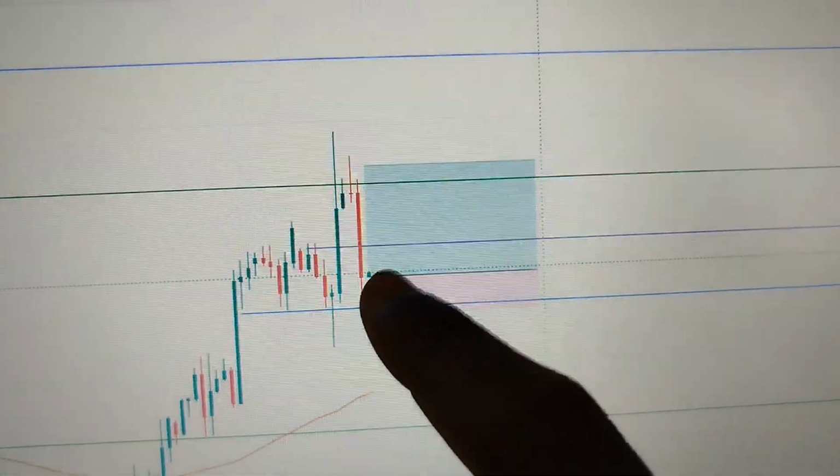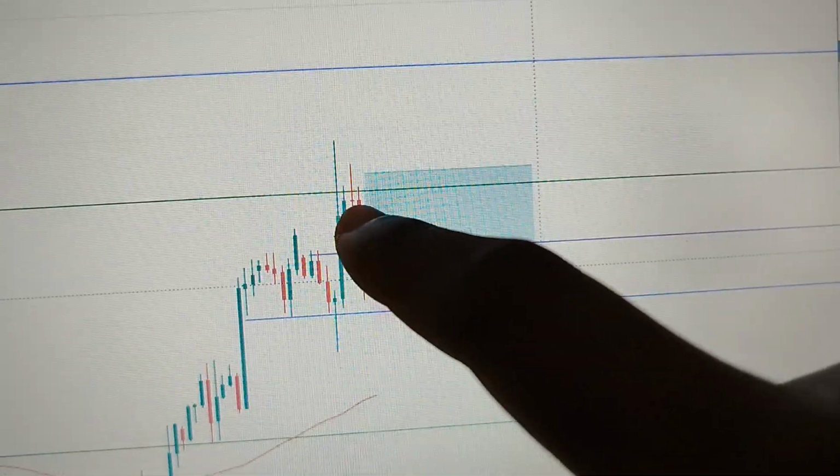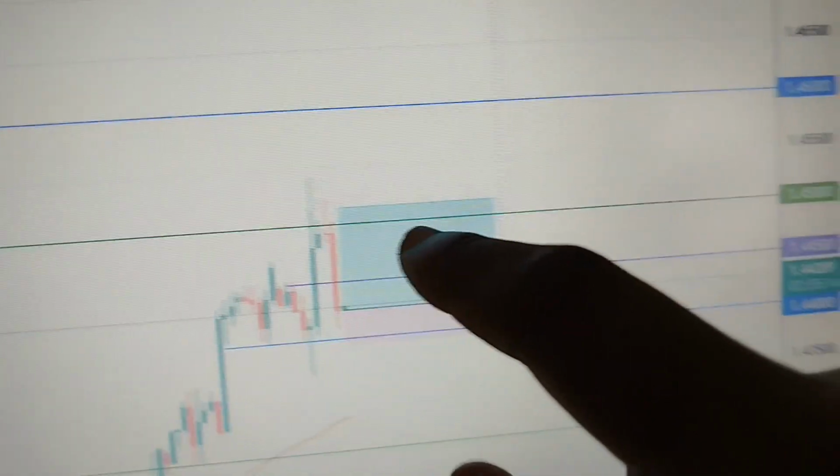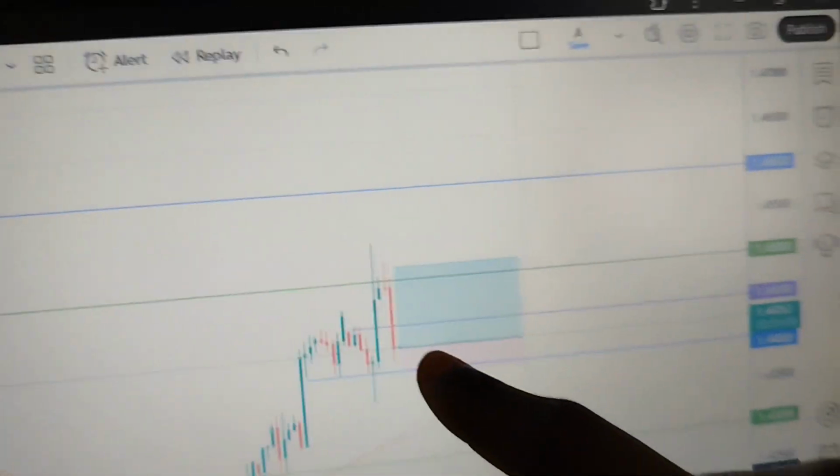There's a very high chance we're going to bump all the way up here, at least around here, or even to this green level. So I don't know. I'm not taking it. It's not looking good, and I don't feel any urge to take a trade. I feel like it's too risky.